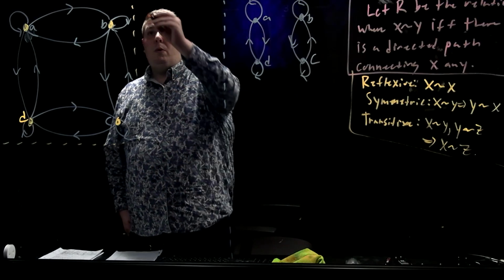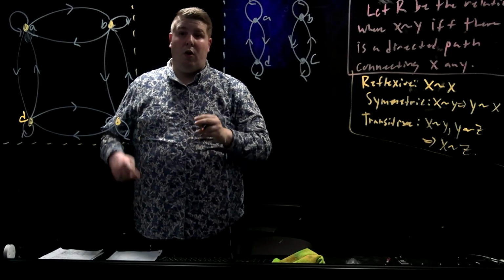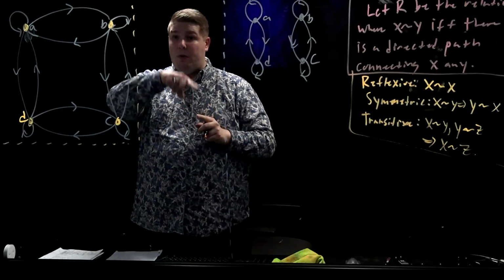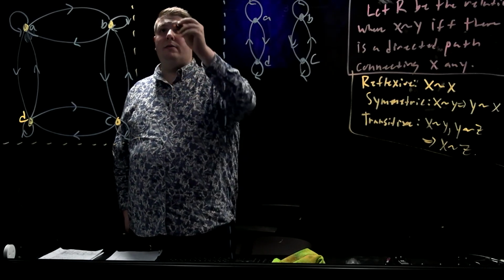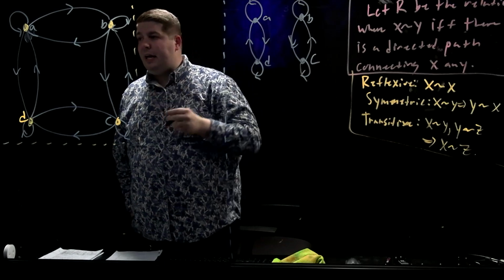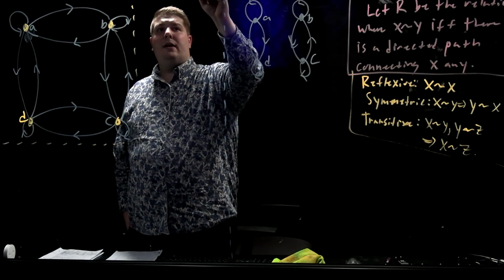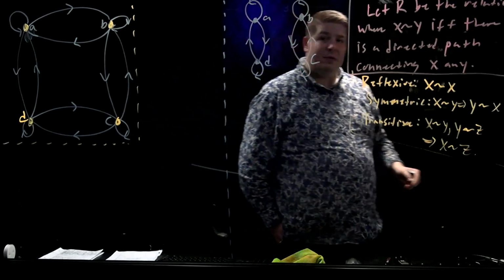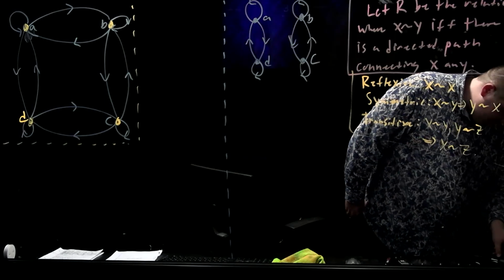So what we want to see is, are all the nodes related to each other? So is there a path from each node to itself? So here we see that AA is in the relation. Oh no, let me move this down real quick.